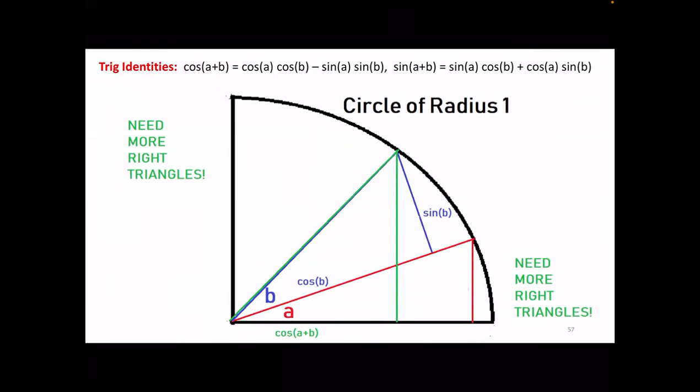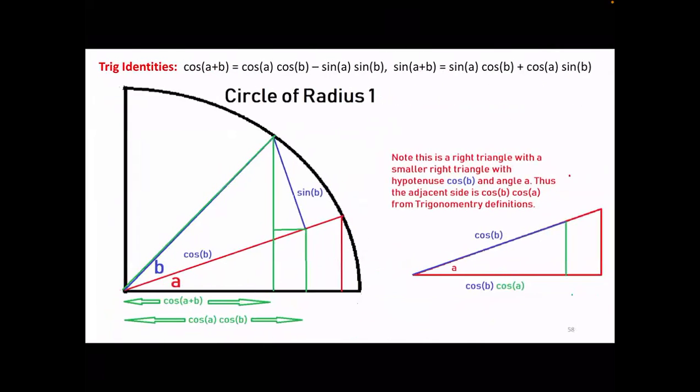So the question is, how else can we get right triangles? What else can we do? Well, I can go from the blue line to the vertical green line. And so I'm drawing another horizontal green line, and that gives me yet another right triangle. And if you look at it now, I've got this nice green rectangle.